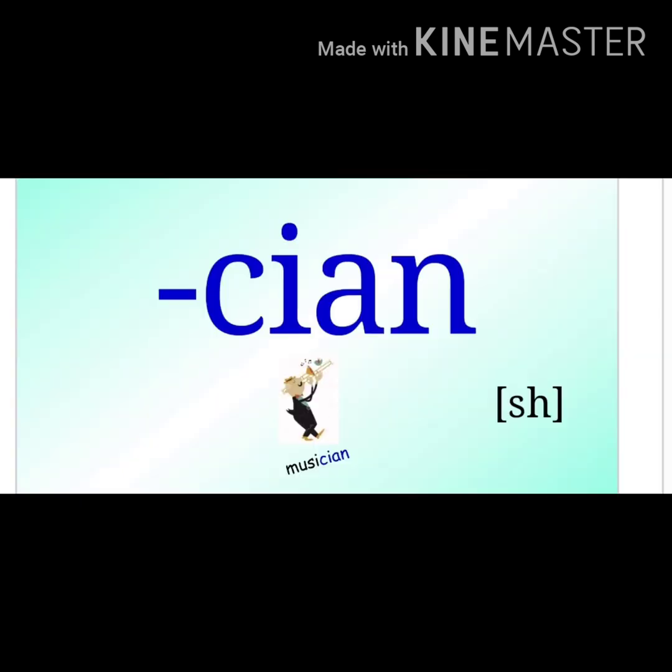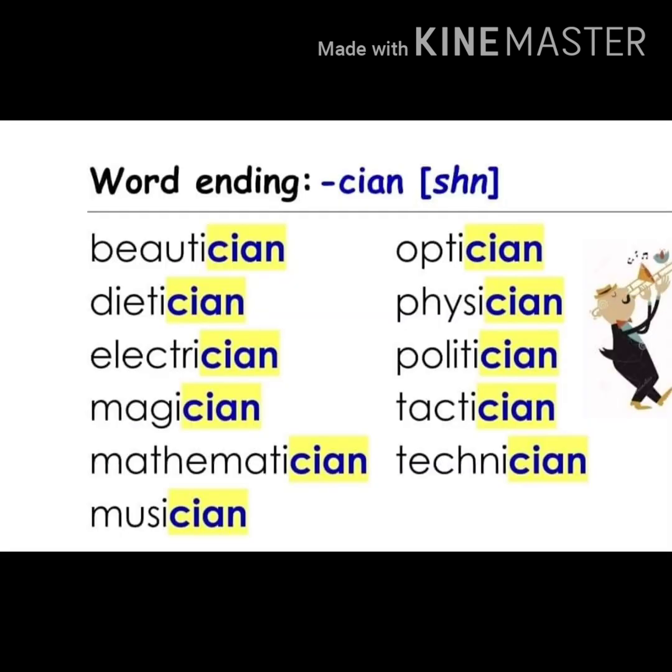Again, CIAN is pronounced shun again. Let me show you some examples. We have here magician, mathematician, technician, politician, physician. All are pronounced like shun again.